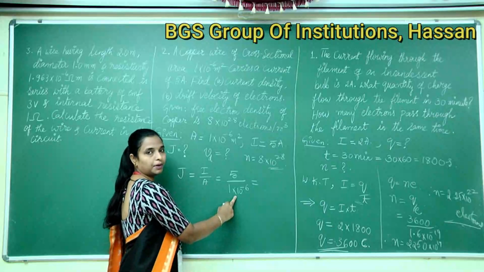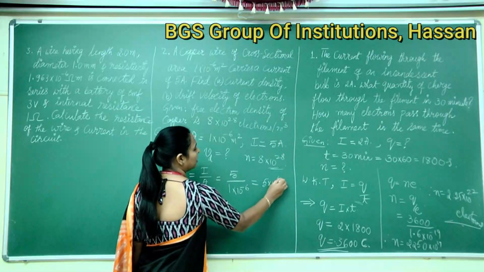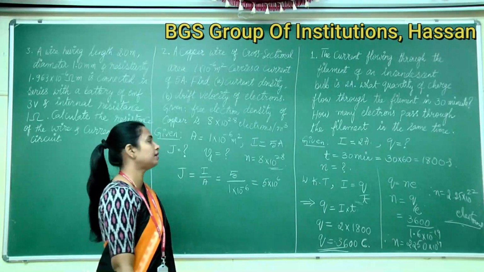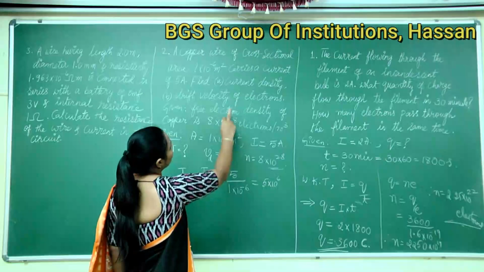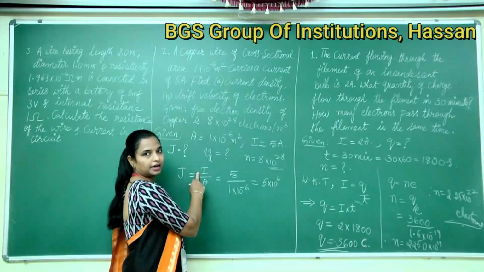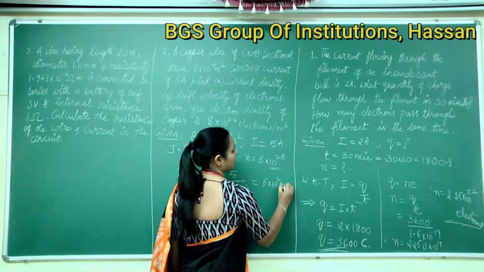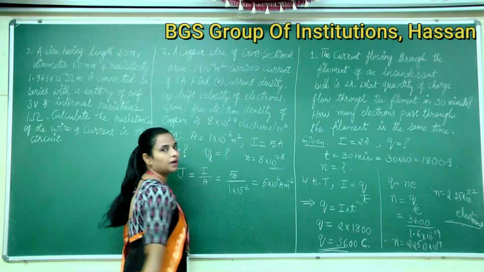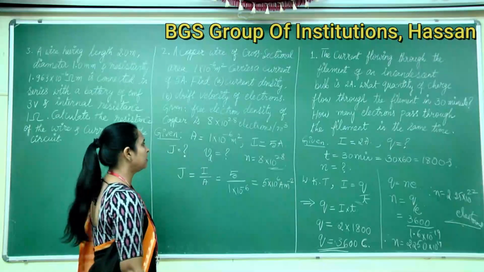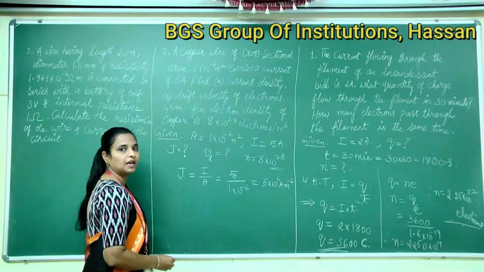If this 10 power minus 6 goes to the numerator, it is 5 into 10 power 6. And what is the unit to measure current density? Current density unit is ampere per meter square. So now we have calculated the current density. Then we have to calculate the drift velocity.